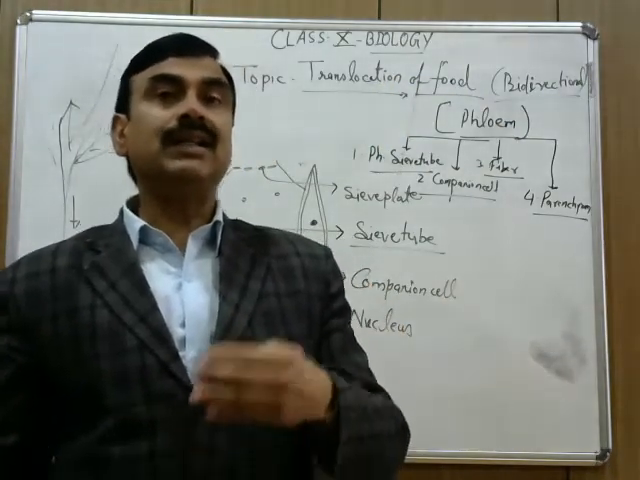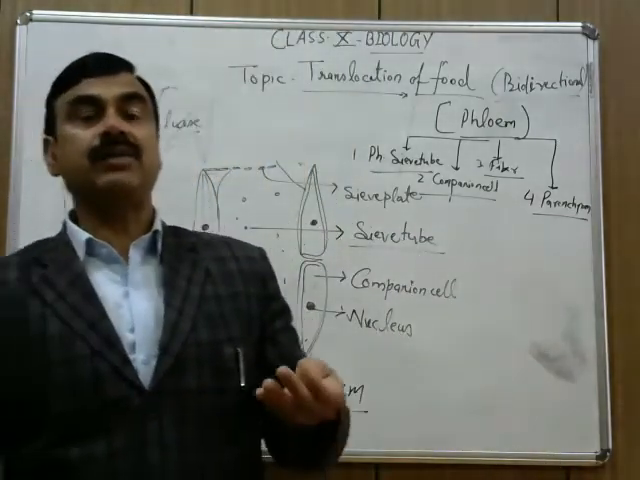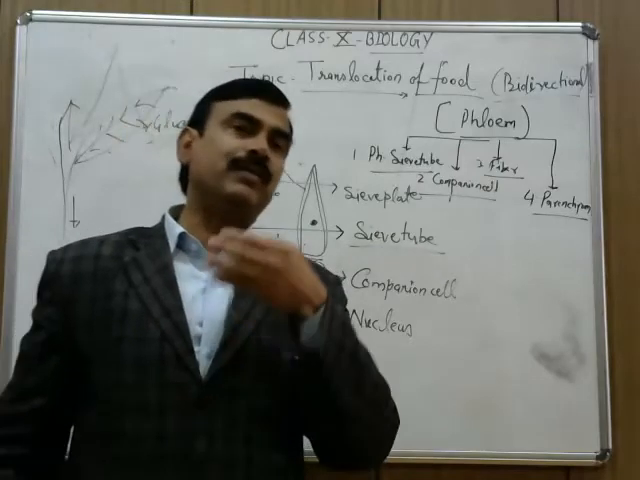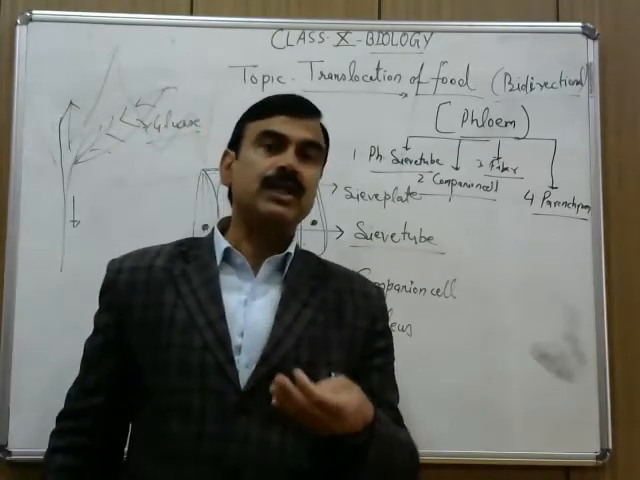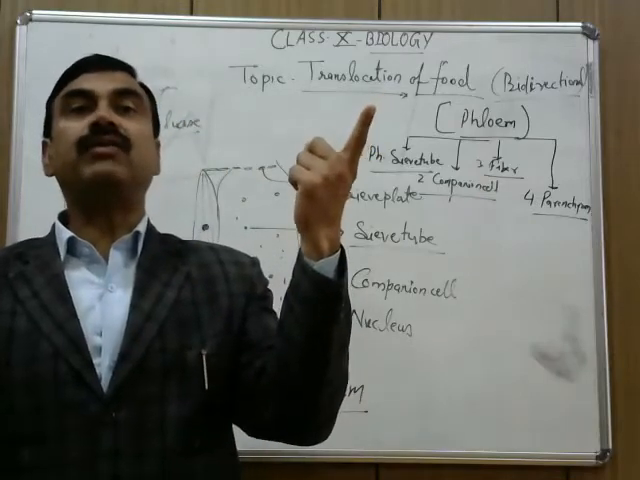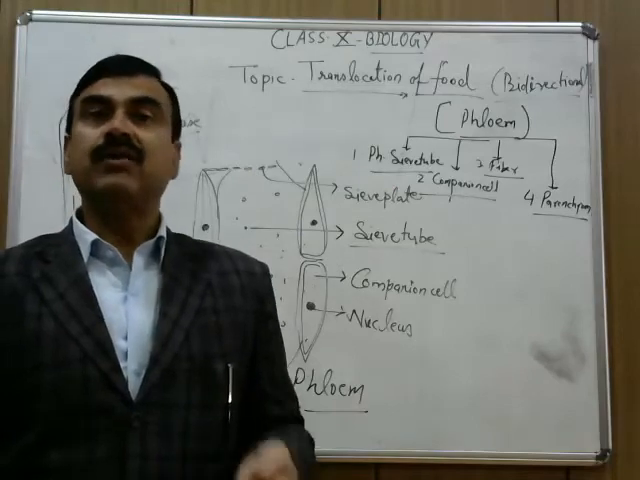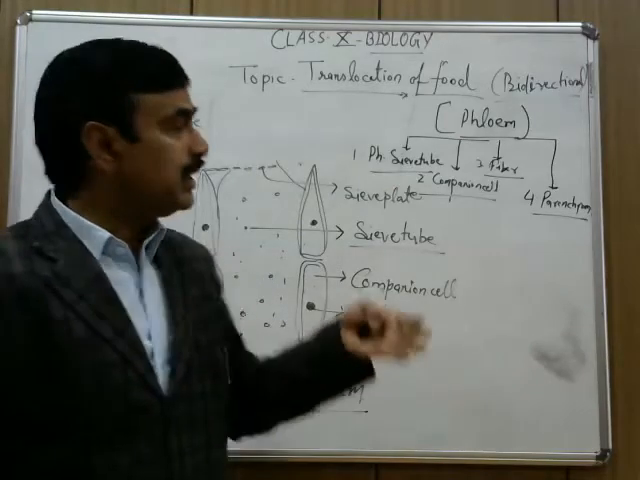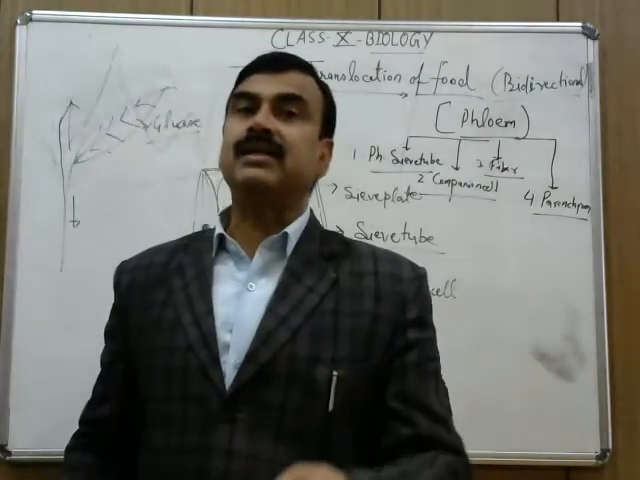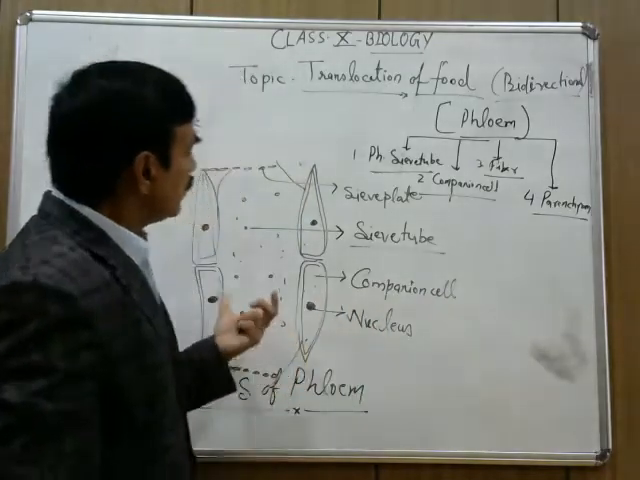Clear? On the other hand, the xylem was transporting the water from the downside to upside. Only it was unidirectional. The flow of the transportation of the water was unidirectional from the root upward. But here it is going to be transported bidirectionally, upward and downward. Clear?